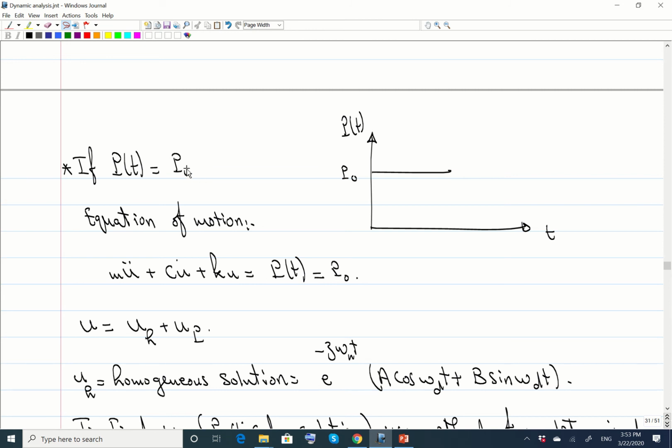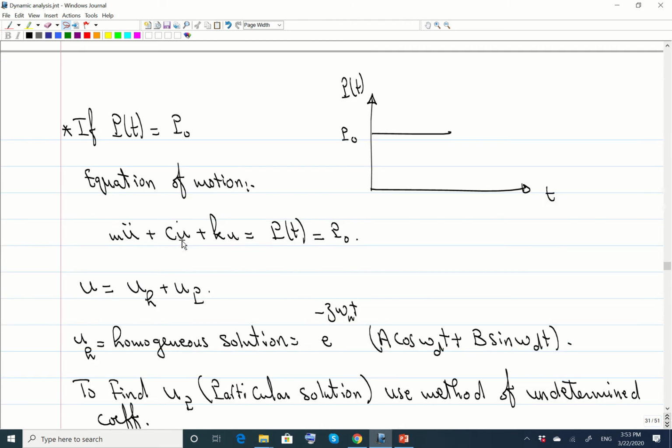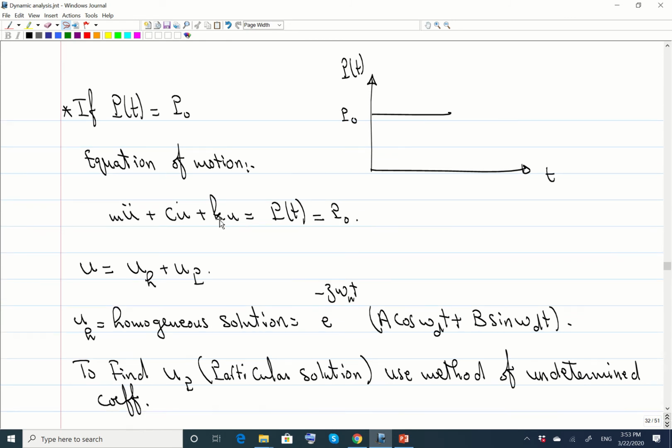So for the equation of motion, let's put P of t equal to P node. It's a constant, so P is not a function of t. So m u double dot plus c u dot plus k u is equal to P node. Now to solve this, use what you learned in the differential equation course, or you may need to revise this part from the differential equation course that all of you took.